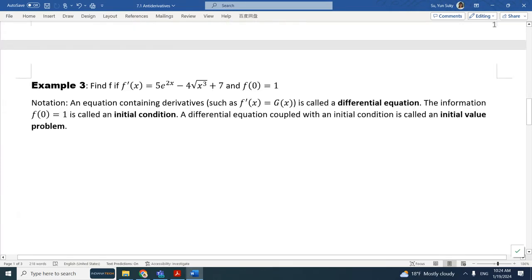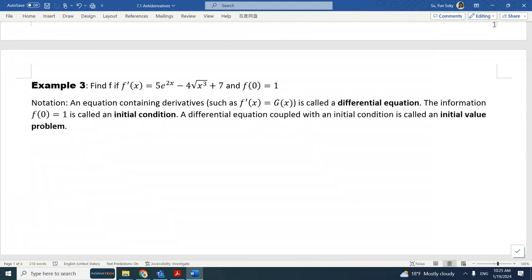Example 3. Find f, if I know the derivative is this, and we know f of 0 is 1. So notation: an equation containing derivative. In this case, we have derivative of f is a function g, okay? So we call this a differential equation. So an equation containing derivatives is called a differential equation. And then the information f of 0 equals 1 is called an initial condition.